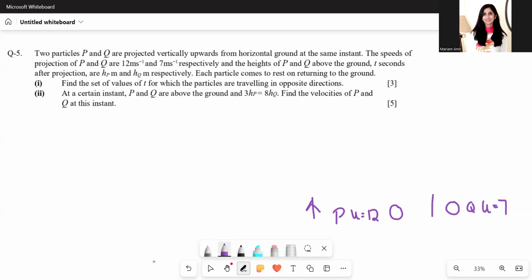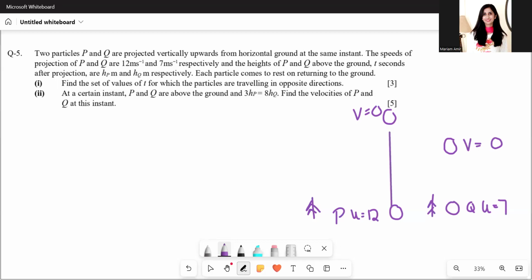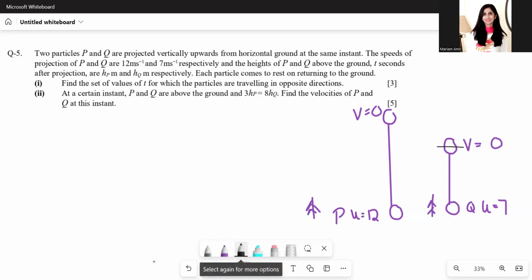Okay, so initially both the particles are going upwards. Since P has a greater initial speed, it's going to reach a greater height. And Q has a smaller initial speed, so it's going to reach a smaller height. So this v is going to be 0 for P, and this v is going to be 0 for Q. P will reach this height, this will be the height of P, and Q will reach this height. Now after reaching this height, Q will start falling downwards.